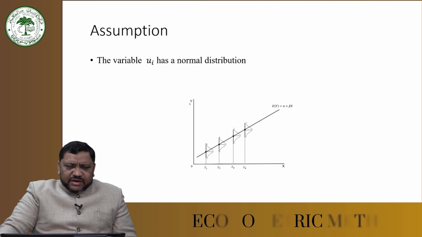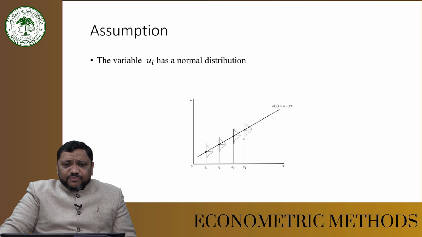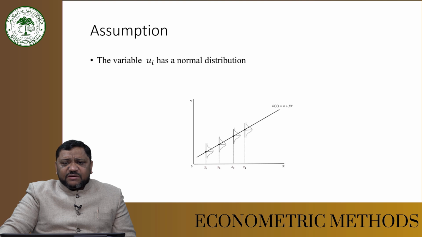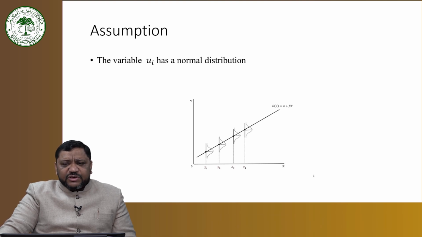Then another assumption is that the variable ui has a normal distribution. Again this is an assumption: the values of ui for each of x1, x2, x3, x4 have a bell-shaped symmetrical distribution about their zero mean.